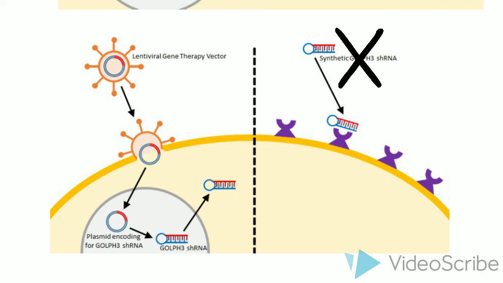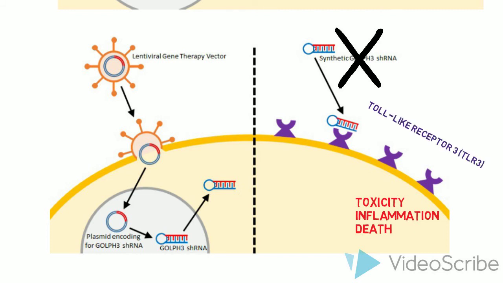The advantage of introducing a plasmid to the host cell, rather than directly introducing synthetic shRNA, is that it bypasses the intrinsic immune response of the cell. Toll-like receptor 3 is a protein expressed across the membrane of the cell, which triggers an innate immune response once a pathogen is recognized. When shRNA is introduced directly to the host cell, like what is done in a traditional RNA interference, it activates these receptor proteins. This immune response can be very severe and has caused death in human trials.